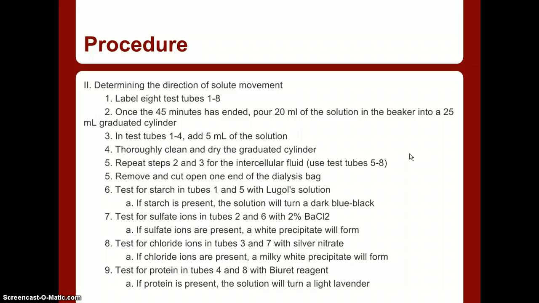You would test for chlorine ions in tubes 3 and 7 with silver nitrate. If chlorine ions are present, a milky white precipitate would form. And then number 4, you would test for protein in tubes 4 and 8 with a biuret reagent. If protein was present, the solution would turn a light lavender.